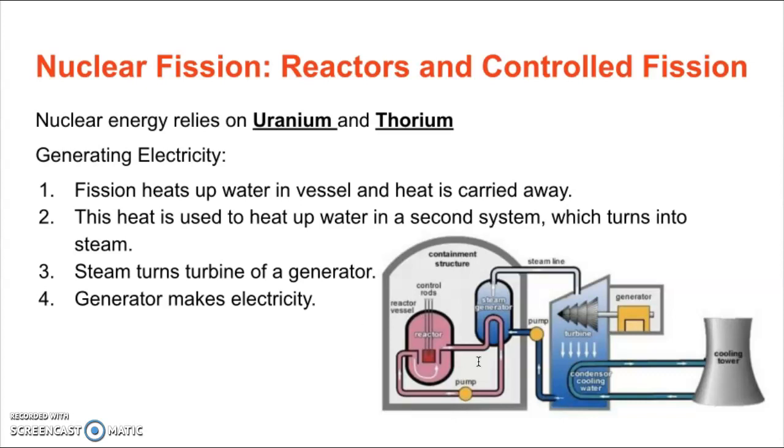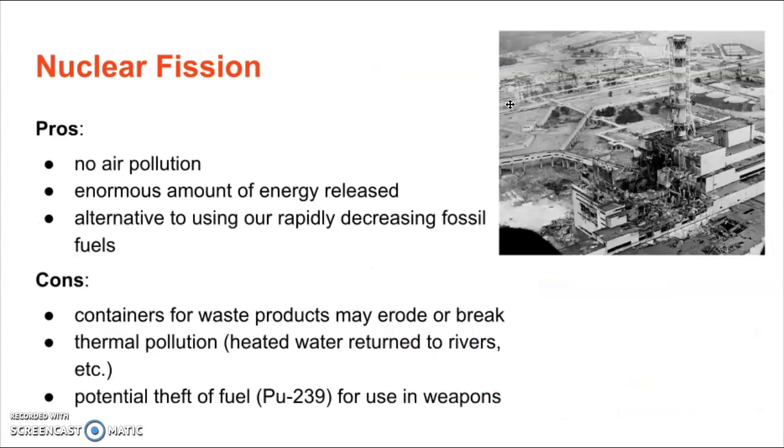And then that vessel, this is the vessel here, carries the heat away, which then heats up water in a second system, turning it to steam. That steam then turns this turbine that produces electricity in a generator, and that is able to give us electricity and give us energy. The biggest problem with this is it can be unstable, which we've seen in nuclear reactor disasters. This is the best picture that I can show you. This is Chernobyl when the nuclear reactor blew up.